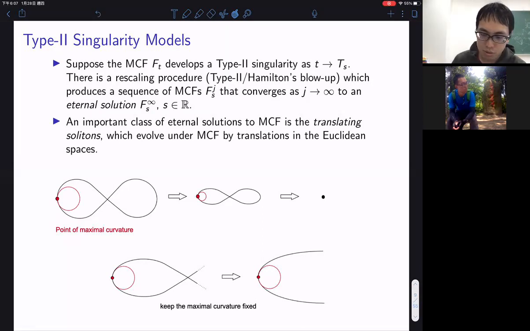So how do we study the type 2 singularity? Well, we first mark each point of maximal curvature. These are the red points here. If we run the mean curvature flow, it will start to shrink, so this point will move, but we still trace this point.